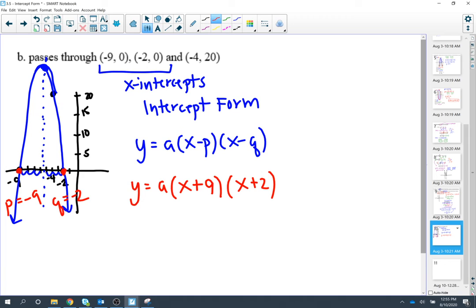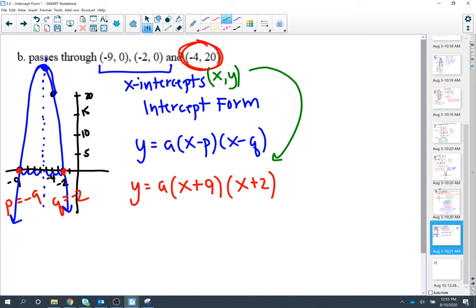Now, in our last example, we said that a was 1 because that was easy, that was simple, that was great. Can we do that this time? And the answer is no, because we were given another point. We have to satisfy that condition. So a in this case is a very specific number. We need to find it. The way we're going to find it is by using our other point, (-4, 20). That's an x and a y, and we're going to substitute those down here.